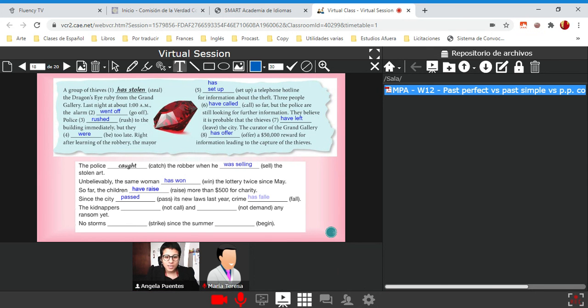Has fallen, because crime is singular, right? Singular? Crime has fallen. Good. The kidnappers. Okay. Um, haven't called. Very good. And haven't demanded any ransom yet. Very good.